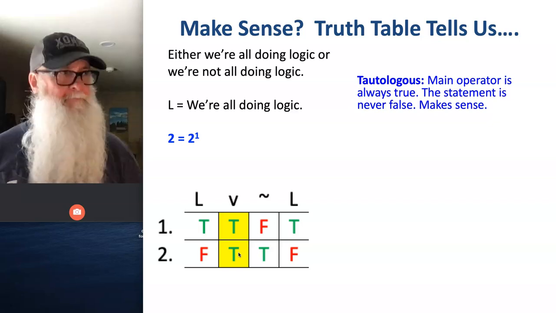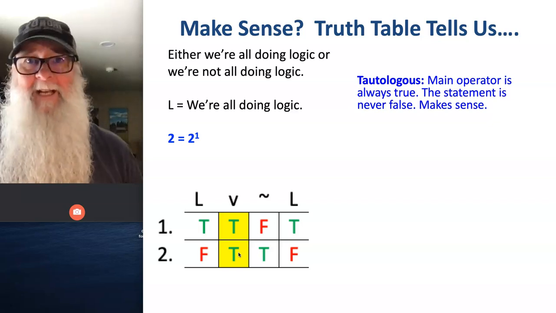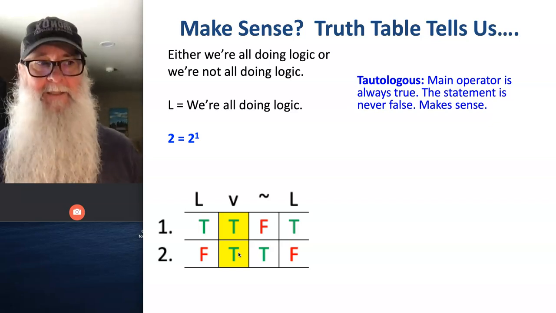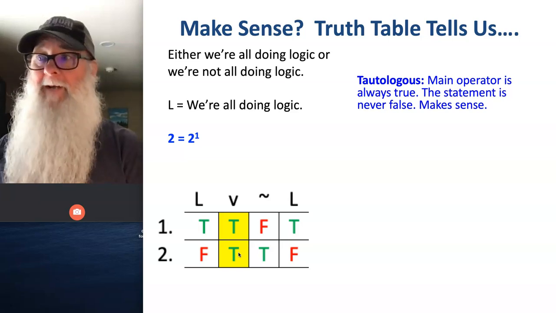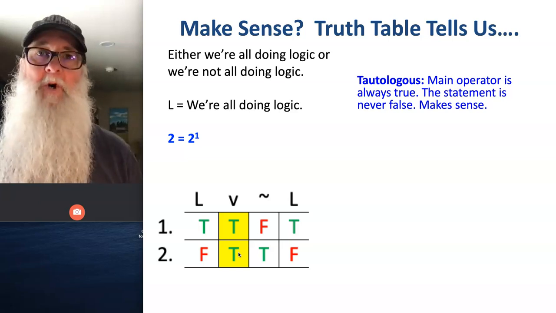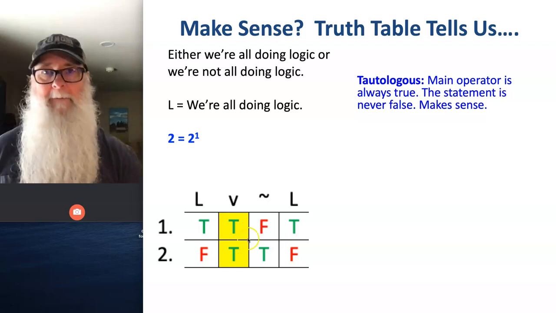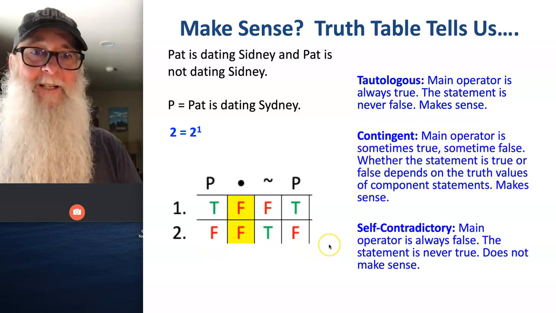This is a statement like, it's either raining outside or it's not raining outside, right? That's another tautology. That statement is always true because it's always either raining or not raining at any given moment in time, depending on our definition of raining. All right, so the first statement was a tautology.